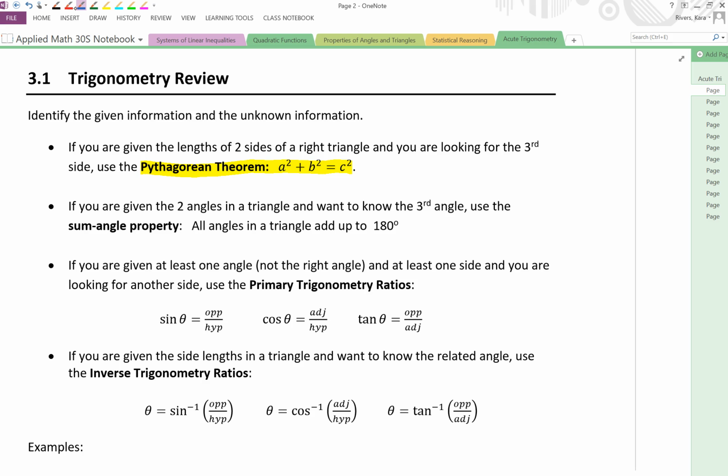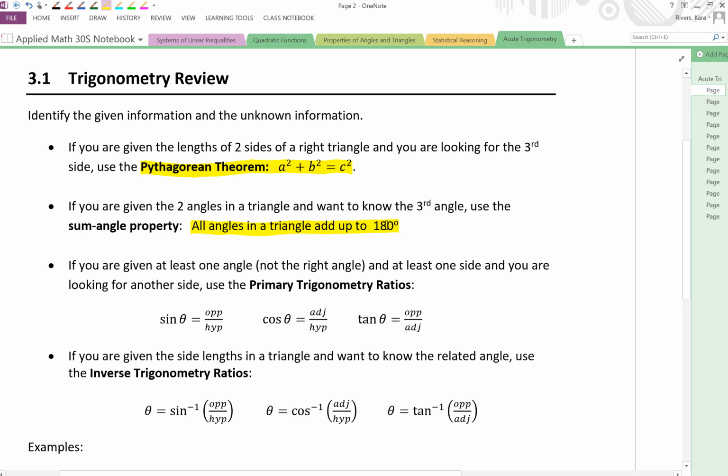Now, if you're given two angles in a triangle and want to know the third angle, even if the triangle isn't a right angle, you can use the sum angle property. And we've already used that in some other units. So that just means that all angles in a triangle add up to 180 degrees.